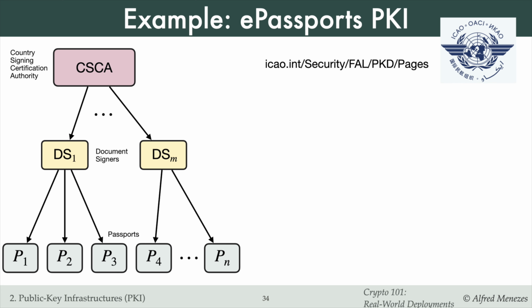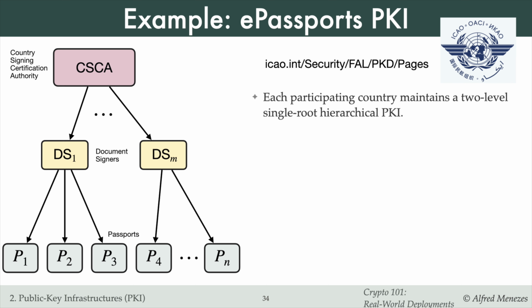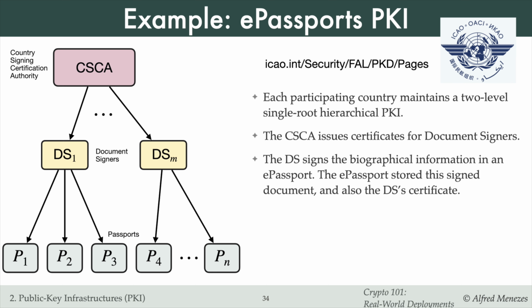A real-world example of the multi-root hierarchical CA model is the ePassport PKI designed by the International Civil Aviation Organization. In this system, each participating country operates its own two-level single-root CA hierarchy. The country signing certificate authority, CSCA, serves as the root CA and issues certificates to document signers within that country. Document signers are responsible for signing the biographical data stored in passports of citizens of that country.